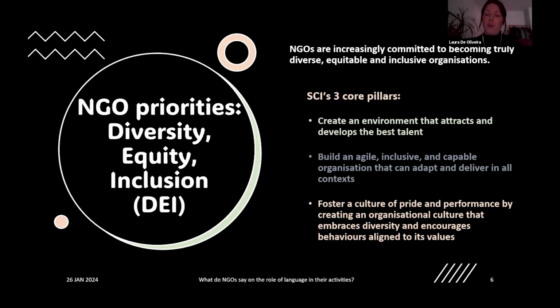So moving on now to priorities. For Save the Children International and many other NGOs, particularly in the humanitarian sector, ensuring diversity, equity and inclusion in the workplace is a fundamental objective, prioritised right across the organisation. So SCI's three core DEI pillars are to create a working environment that attracts and develops the best talent globally, to build an agile, inclusive and capable organisation that can adapt and deliver in all contexts, and lastly, to foster a culture of pride and performance by creating an organisational culture that embraces diversity and encourages behaviours that are aligned to the organisation's values. A large number of strategies have been implemented across Save the Children to define, lead and embed DEI initiatives throughout the organisation.